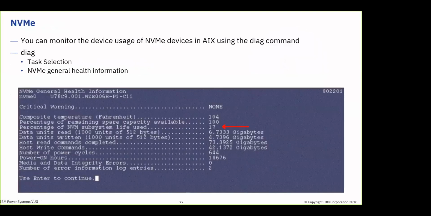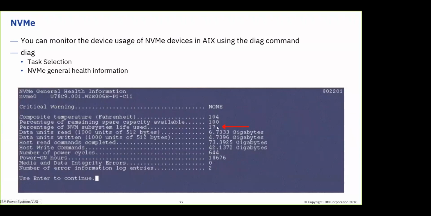Nowadays, of course, storage, we've got solid state disks, and the latest iteration of solid state disks are NVMe, non-volatile memory devices, and it's possible to see the amount of usage that these devices have. They will wear out eventually. That's part of the design feature. You get very, very high performance, but they don't last forever. And so this is using Diag, and you go into task selection, and you can look at NVMe general health information. So this is underneath our hex.